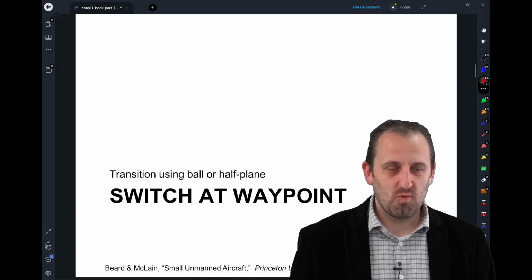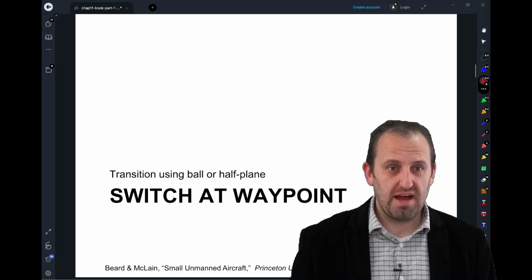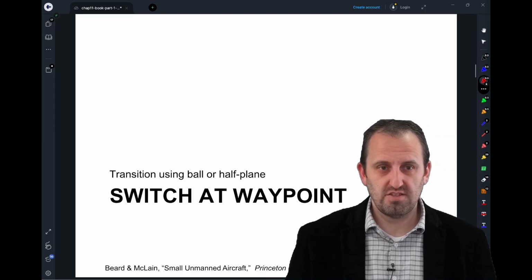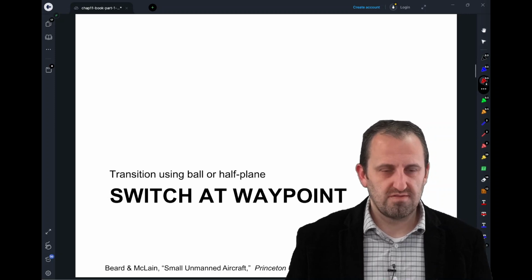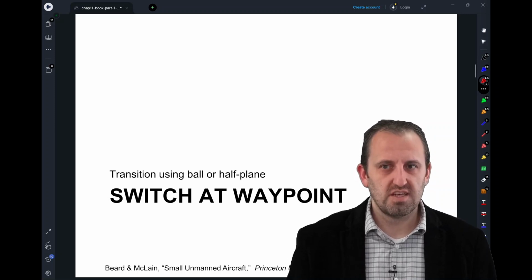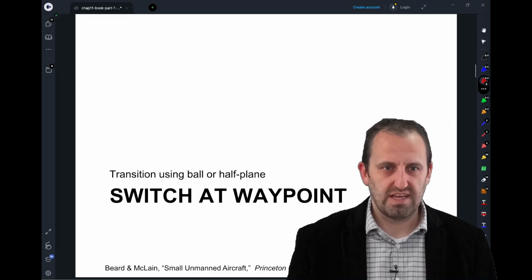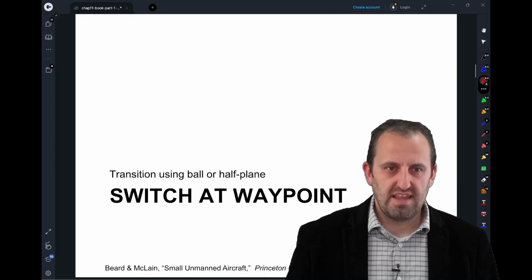In this lecture, we're going to be discussing how to switch our path following once the UAV gets to a waypoint. And we're going to discuss briefly two methods. First, using a ball, so a circle of some radius to decide when to switch. And second, a more robust technique is using half planes. Then we'll spend the remainder of the lecture discussing the half plane and presenting the algorithm.